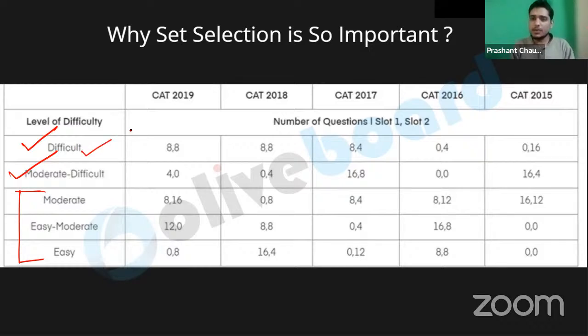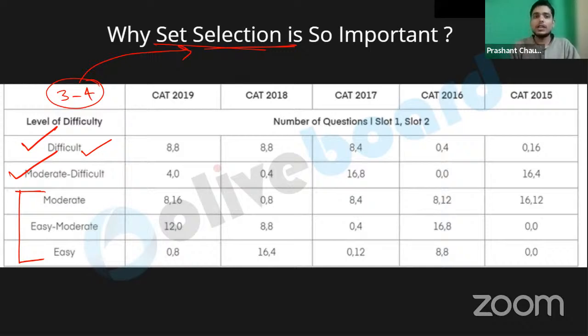So there should be one procedure that you follow to select the sets. Ideally, in a 40 minute exam, the starting 3 to 4 minutes should be given to set selection only. You need to identify which set is solvable and which set you need to do at a later part.